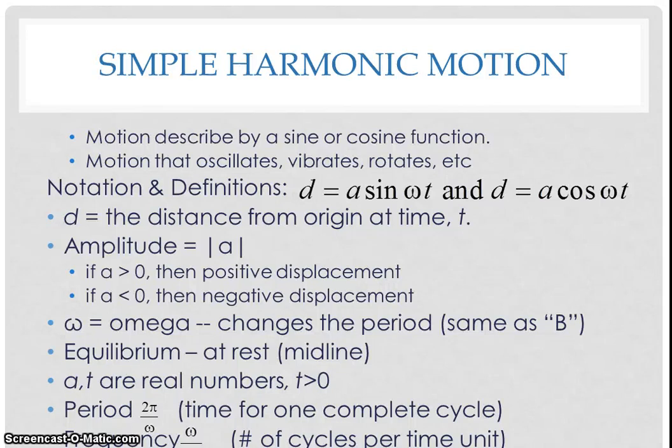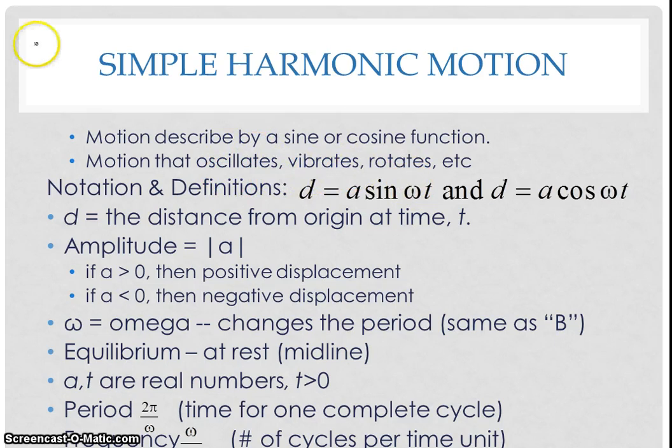Okay, class, in this lesson we are going to be learning about simple harmonic motion. Simple harmonic motion is motion that can be modeled by a sine or a cosine function. Some words that we use to describe harmonic motion are when something oscillates, vibrates, or rotates.